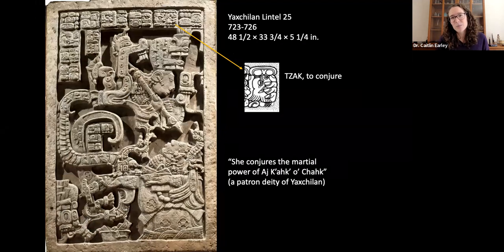Lintel 25 was placed over the central doorway of Structure 23, and we can see here is our bowl. Lady Shuk is holding the bowl here, and we can see these same diagonal elements, these pieces of paper that are inside the bowl. There's actually another bowl in this image down here. So here's a bowl again with paper. The implication here is that we're looking at the results of the previous scene, the results of bloodletting. Blood has been spilled onto paper that has been burned, and this is the result of that burning.